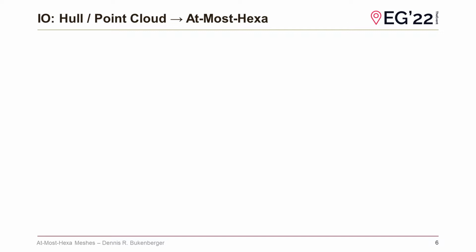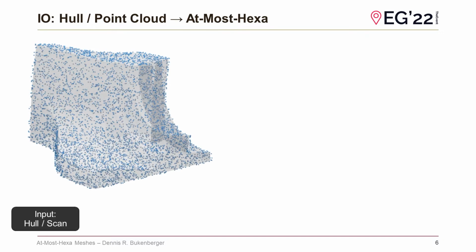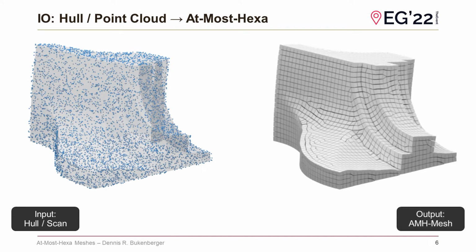Now let's have a look at how to construct a mesh from these building blocks. The premise is to use a surface hull or point cloud as input and with some magic generate a volume mesh.